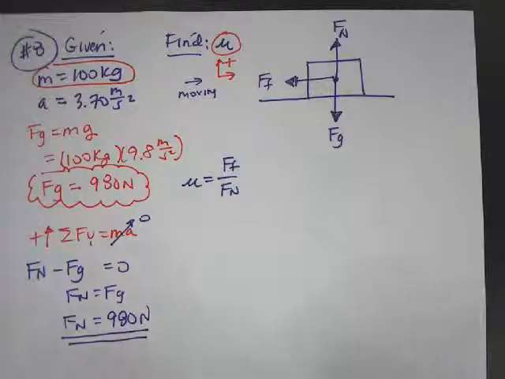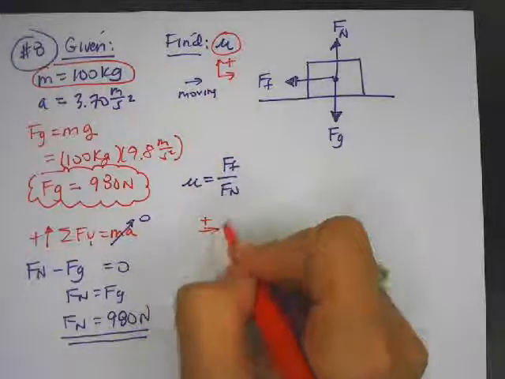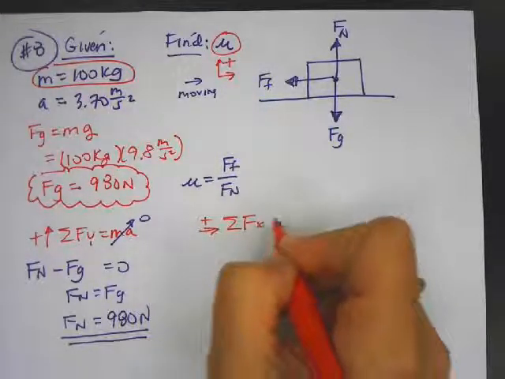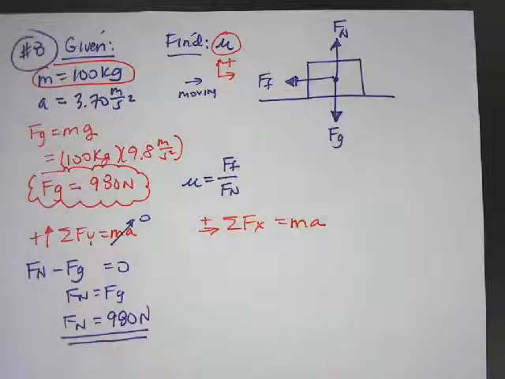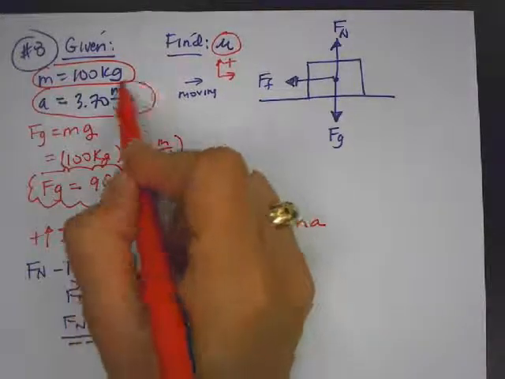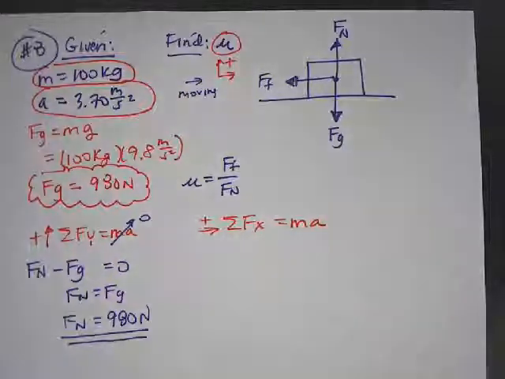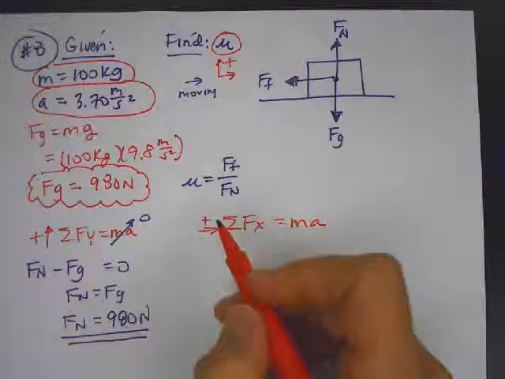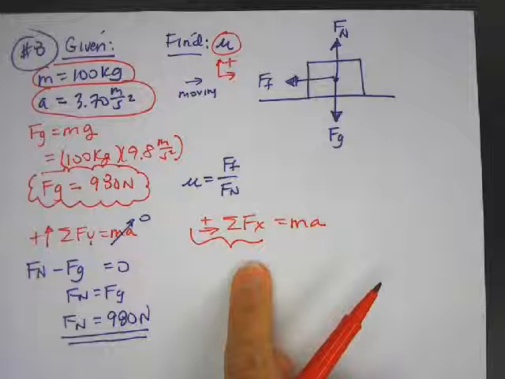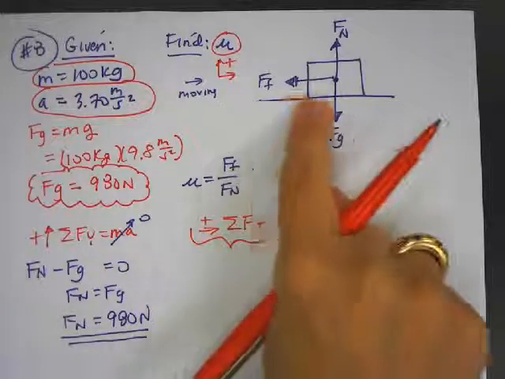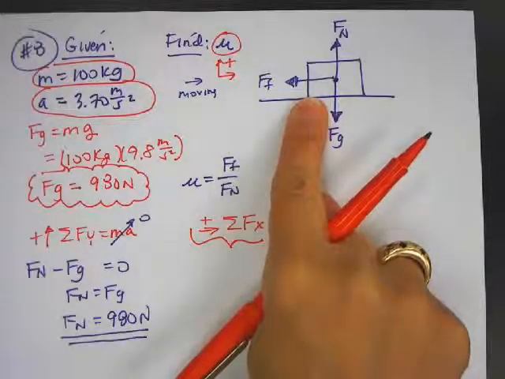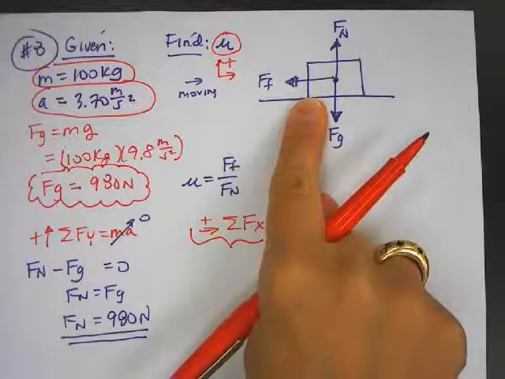The next thing I can do is I can sum forces horizontally. Summation of F of X is equal to MA. Is this block accelerating in the X direction? Yes, because they told me the acceleration, so it is not 0. So this is M times A. Now I'm going to replace this. What forces do I have going in the X direction? I only have one. The only force I have going in the X direction is F of F.